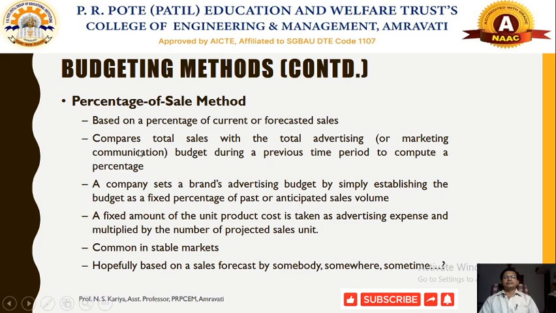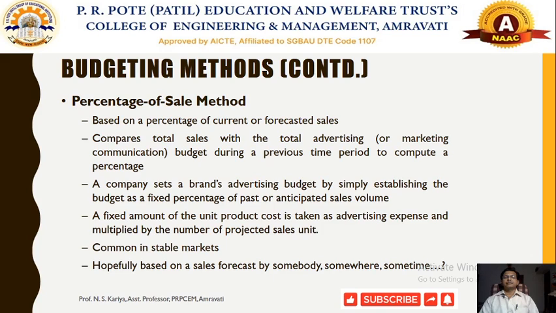In case of the percentage of sales method, we are going to compare the total sales with the total advertising or marketing communication budget during the previous time period to compute the percentage. So here, this year's performance and last year's performance in connection with the sales of that respective product or overall company sales are taken into account, and depending on that, how much percentage of sales will be allocated as an advertising budget should be decided by the management of the organization.